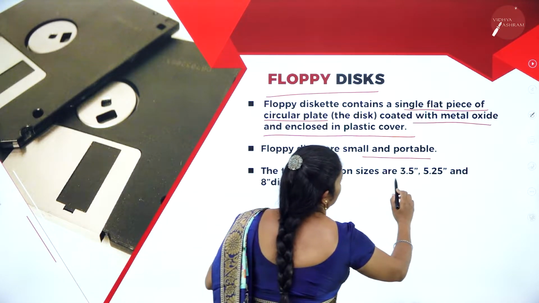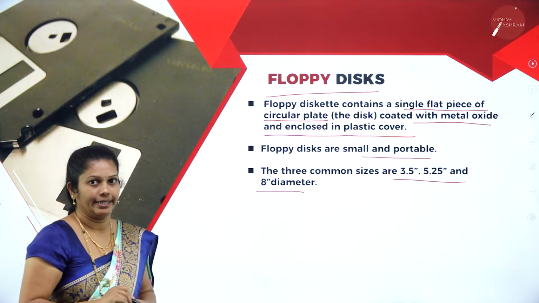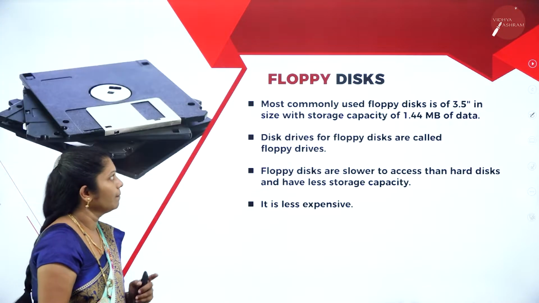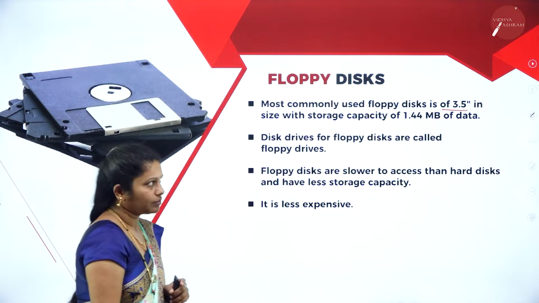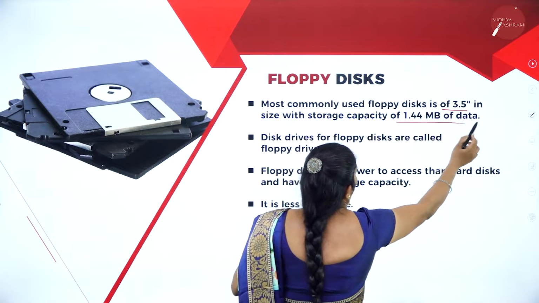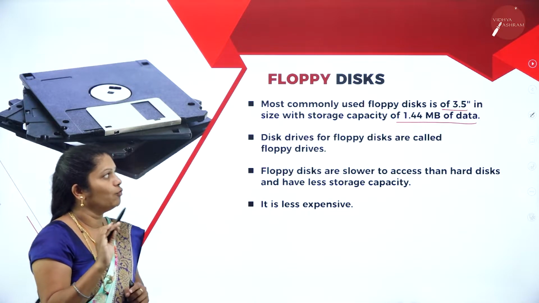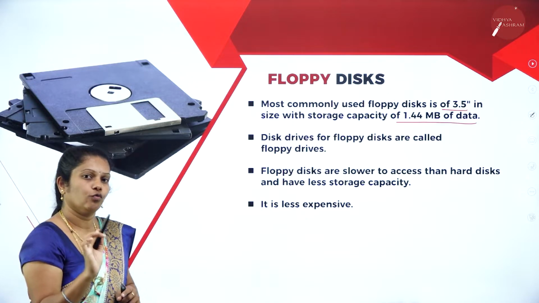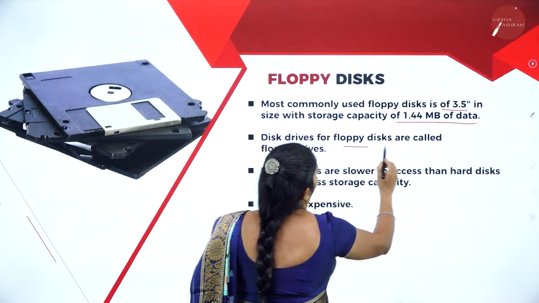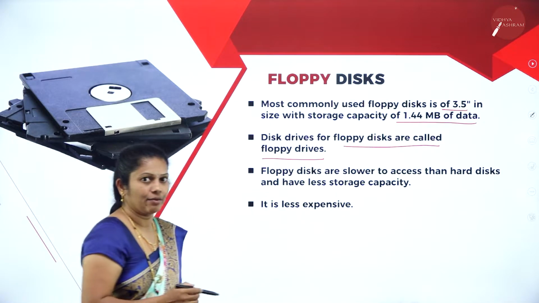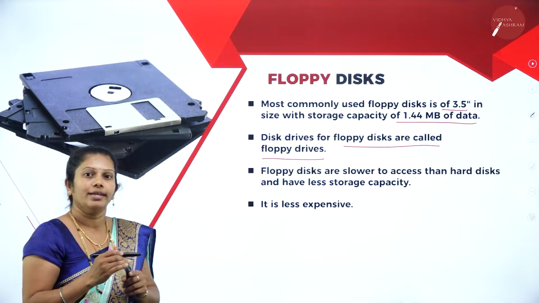The three common sizes of floppy disk are 3.5, 5.25 as well as 8 inches. The most commonly used floppy disk is 3.5 inch, with a storage capacity of 1.44 megabytes of data. The disk drive for a floppy disk is called a floppy drive. The place where we insert the floppy can be called the floppy drive.